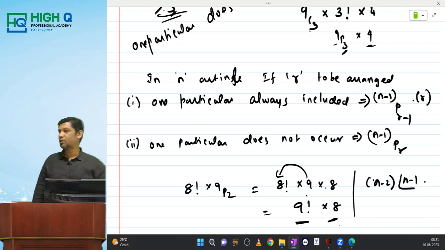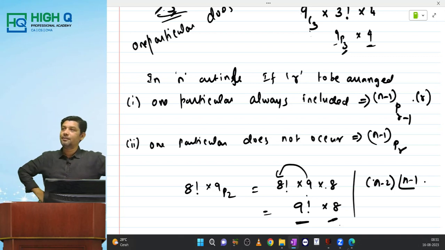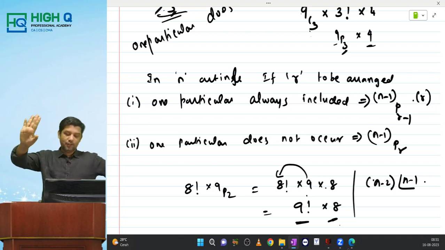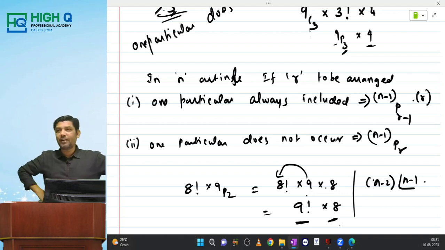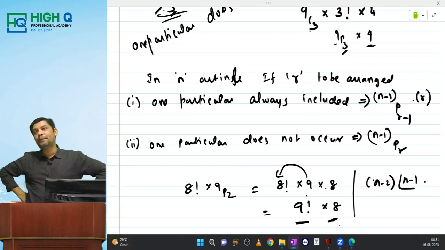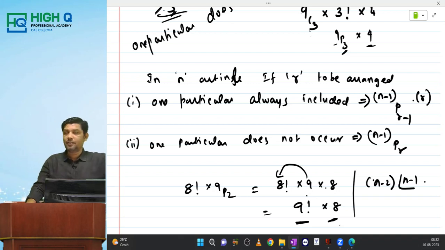(n-1) factorial. I am converting it into a formula. See, for 10 people, this is the answer. For n people, look at this. For 10 people, when 2 particular people do not occur together, what is the answer? 9 factorial into 8. For 20 people, what could be the answer? 19 factorial into 18. For n people, (n minus 2) into (n minus 1) factorial.